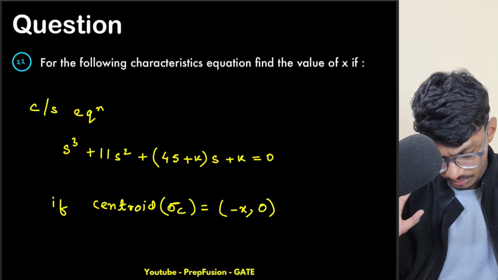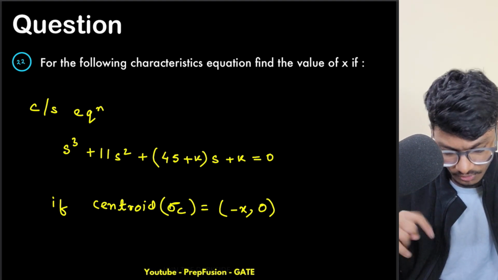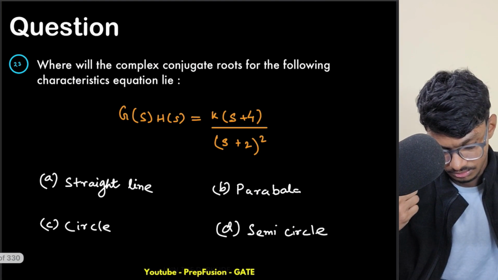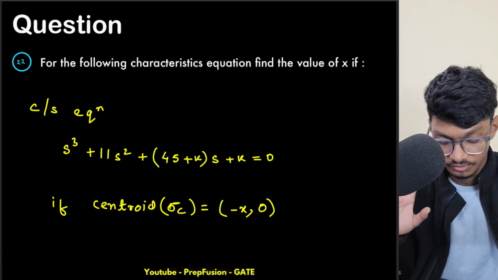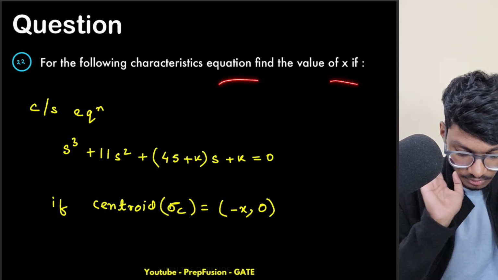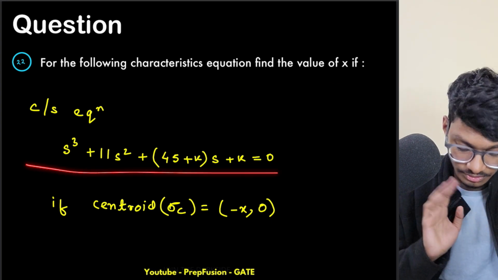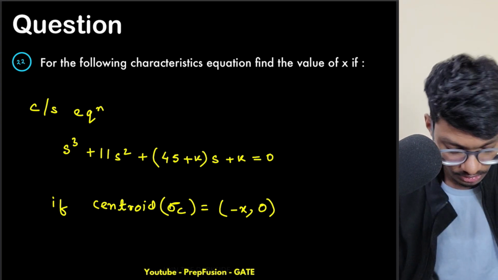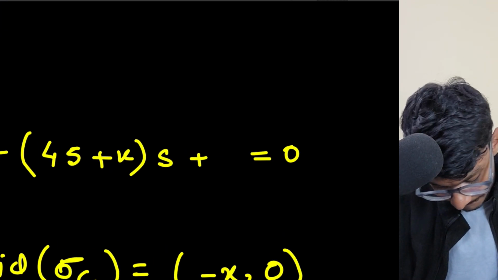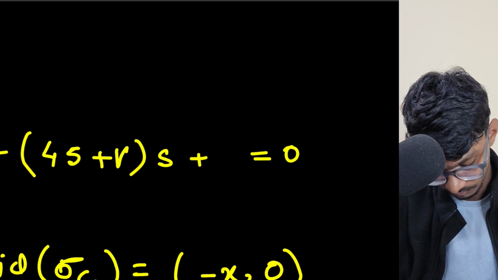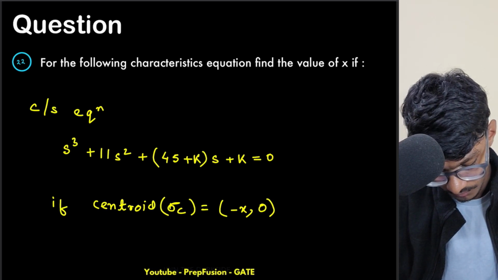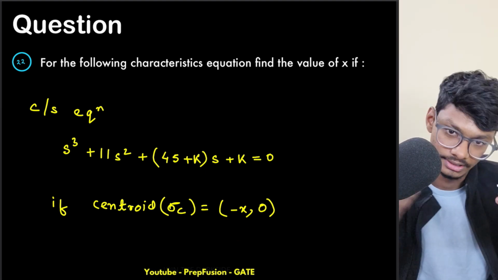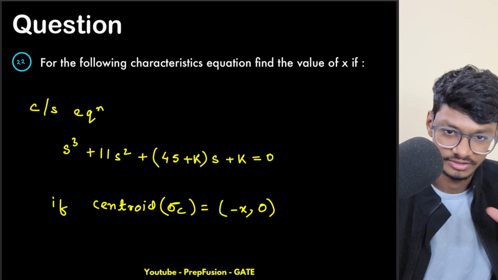We have to, for the following characteristic equation, find the value of x if my characteristic equation is this. We have to find the value of x. X is the centroid. This is the k. Let me write this properly. And x is here. So basically we have to find the location of the centroid. Obviously the centroid will lie on the real axis itself. So we just have to find the centroid.